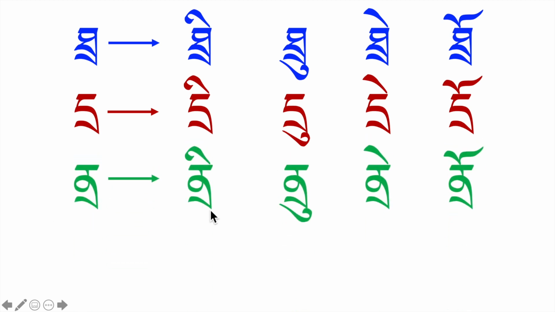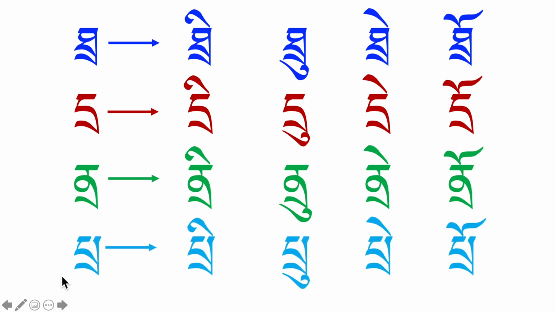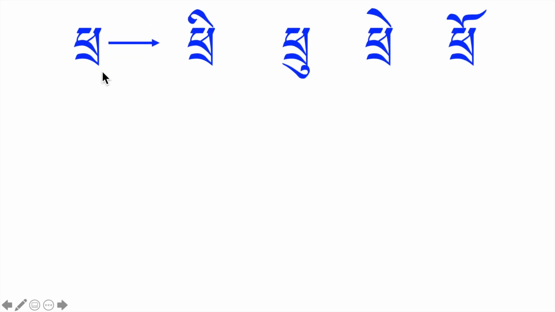Na rata na, ki gu ni, shabkyu nu, dengbo ne, naru no. Ni nu ne no. Then pa rata ta, ki gu ti, shabkyu tu, dengbo te, naru to. Ti tu te do.